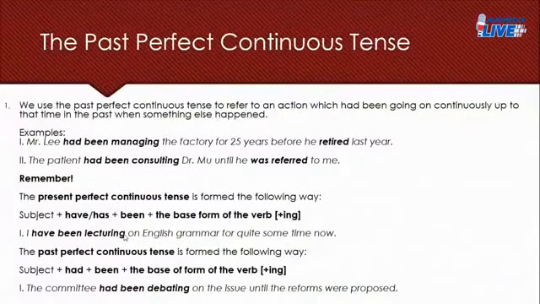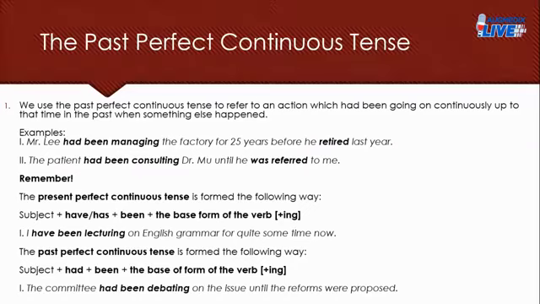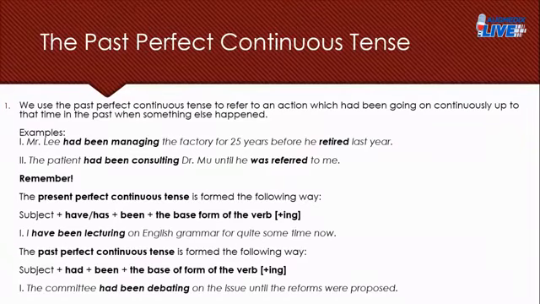All right, done with the past perfect tense. Now we have the past perfect continuous tense. What do we have here? We use the past perfect continuous tense to refer to an action which had been going on continuously up to that time in the past when something else happened, right? A lot like the past perfect tense, just in this case, you want to talk of the earlier event in the continuous tense, okay?